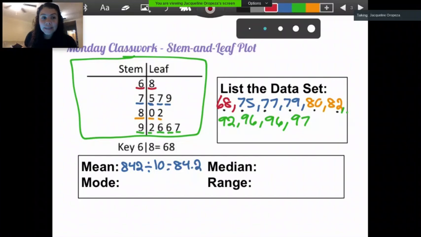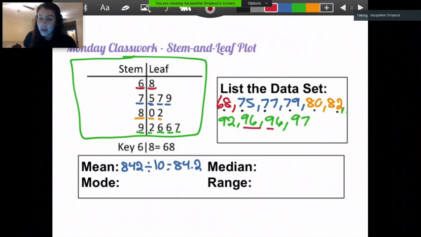My mode is the number that we see a lot of. The only number that is repeated is 96. So my mode would be 96. Remember that we can always have more than one mode.